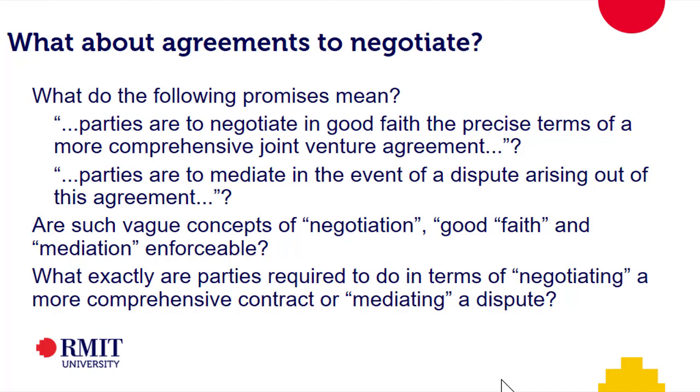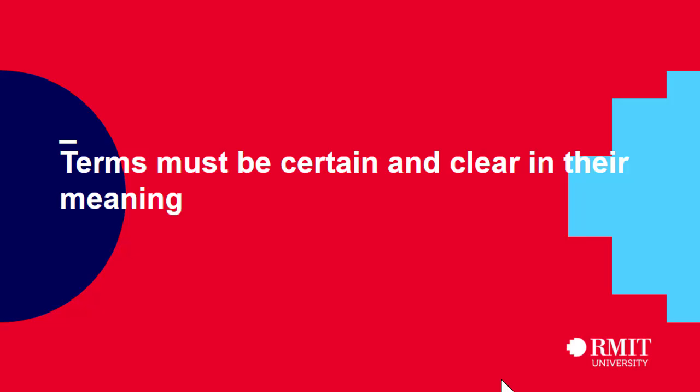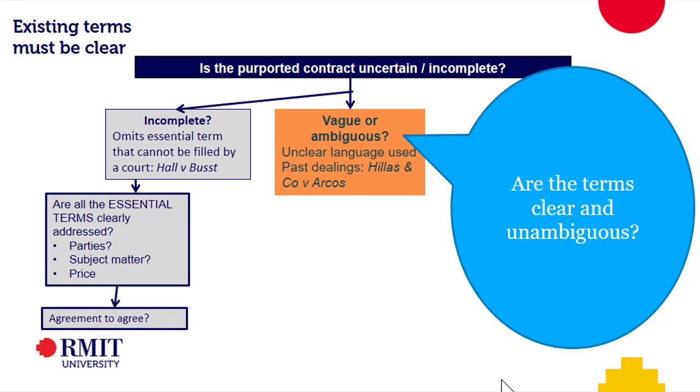Agreements to negotiate, I think we've spoken enough about those. Actually, we've got some cases in there that you can have a look at, but let's move on and talk about terms being certain and clear in their meaning. So this is the next element of the three. And looking at this, it's really just asking the question, are the terms clear and unambiguous?